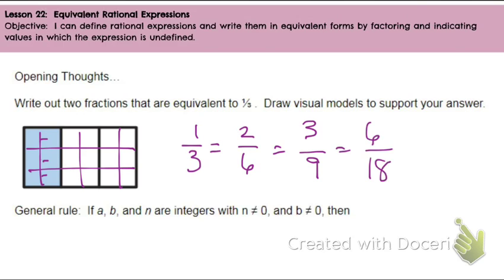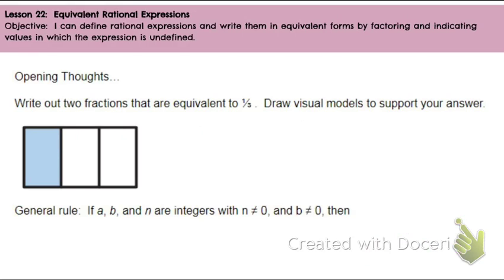But the point is, whatever you multiply your numerator by, you have to multiply your denominator by. So the general rule is, if a, b, and n are integers, and n does not equal 0, and b does not equal 0, then a over b equals n times a over n times b. That's just one of our general rules. Let's move on to the next part.